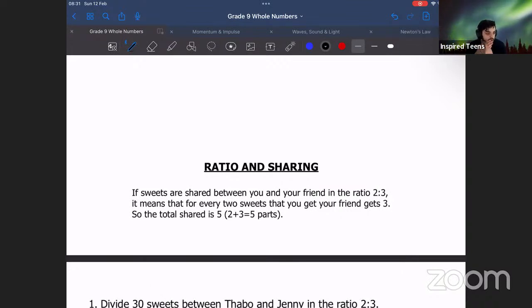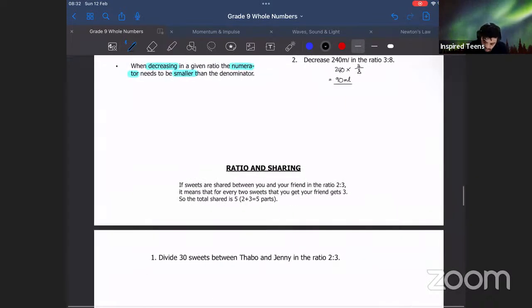It's the concept that when you have a ratio of 2:3, for every 2 parts, the other person has 3 parts. So literally for every 2 sweets, you have 3. For every 4, they have 6. For every 6, they have 9. So that's what the ratio follows.